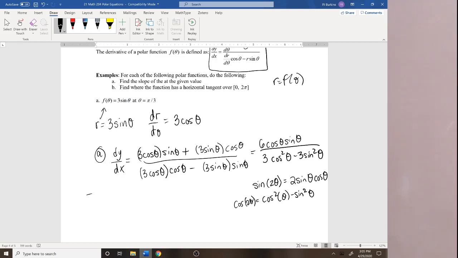So if I were to simplify this, I got 6 over 3 there. It reduces to 2. So then I have 2 cosine theta sine theta. That is exactly sine 2 theta. And cosine 2 theta is equal to everything down here. And I canceled out that 3, but I'd have to factor it out first to do that. So there we go.